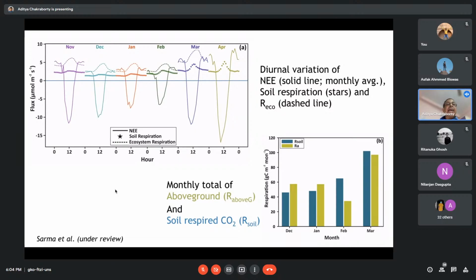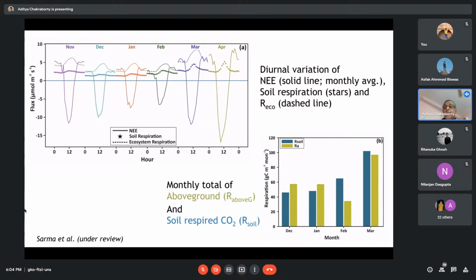Now, during the month of November, the soil respiration is about 2 to 3. December is even less. Then from January, the soil respiration component increases. Firstly it is about 2, then it becomes 3, then 4, and by April it shows almost 5. That is, soil respiration is almost 5 micromole per square meter per second. And total ecosystem respiration also goes to almost 5, which is quite high compared to other ecosystems in India.